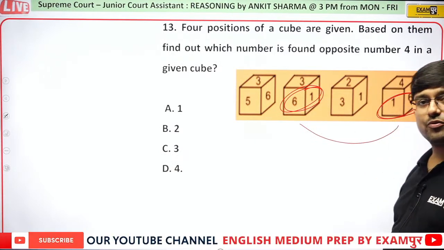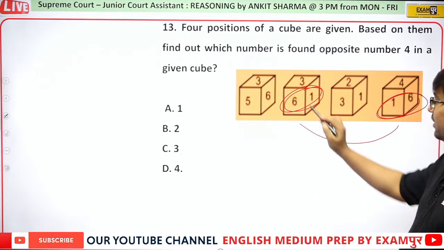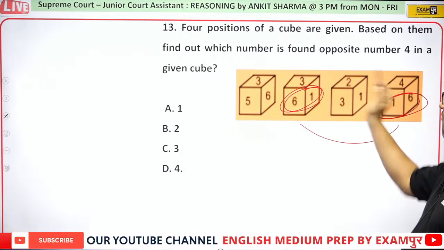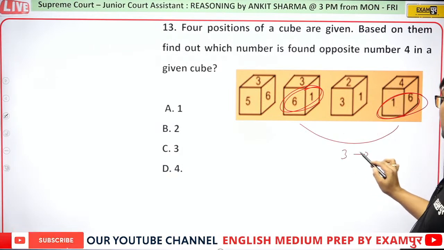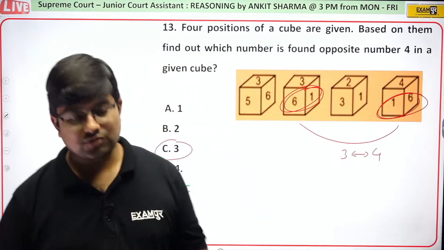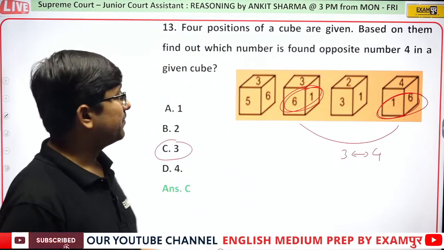So if two or more positions of the same dice are given and they have exactly two common faces, 1 and 6, then the uncommon faces 3 and 4 will be opposite to each other. So 4's opposite is 3. By this way also you can get the answer. The other way.